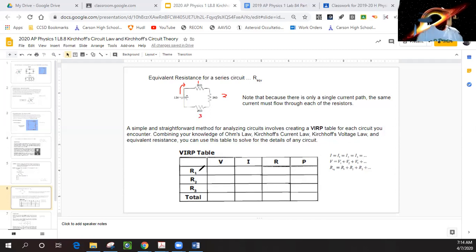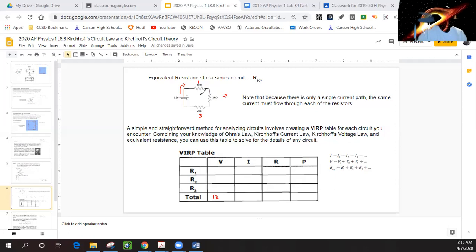This is called a VIRP table: voltage, current, resistance, power table. If you can do this, you can solve any problem in AP Physics 1 using the VIRP table, in conjunction with Kirchhoff's voltage and current laws. The first thing we want to do is write in everything that is known. Here we have a 12-volt battery, so the voltage is 12 volts. That's the total, and that's known.